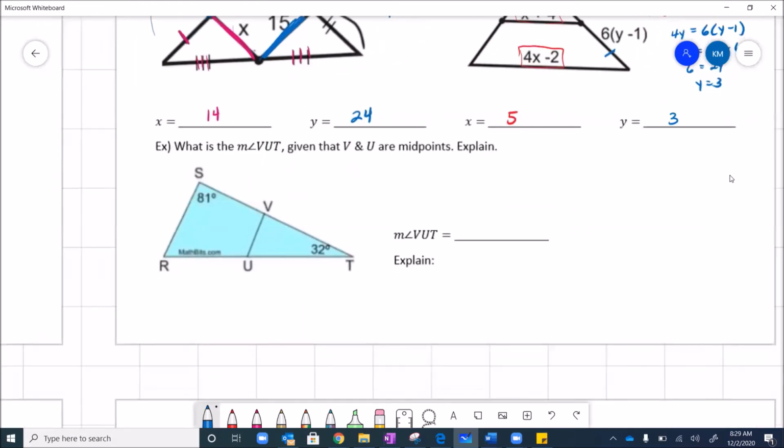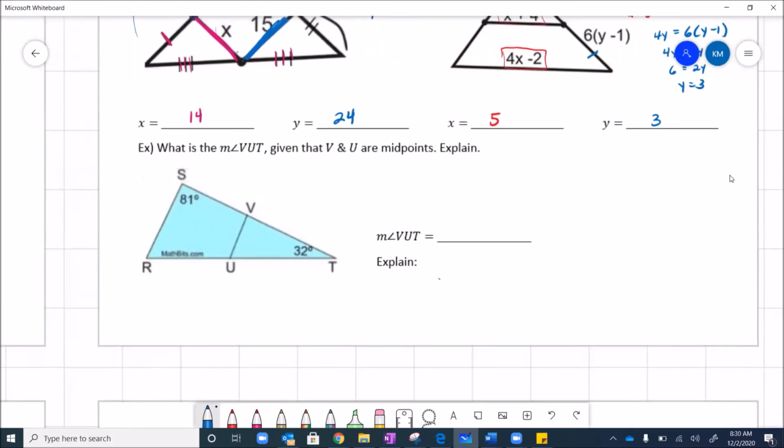Okay, should make sense. The last one here, it says, what is the measure of angle VUT? Asking about this angle here. Given that V, E, and U are midpoints. Okay. So they told us that V and U are midpoints. And you might be like, well, we're not really looking for side length, so how does that work? Well, because they're midpoints, remember that this other property of our midsegment was that it was half the length of our third side, which we've used a lot, and it was parallel to our third side.